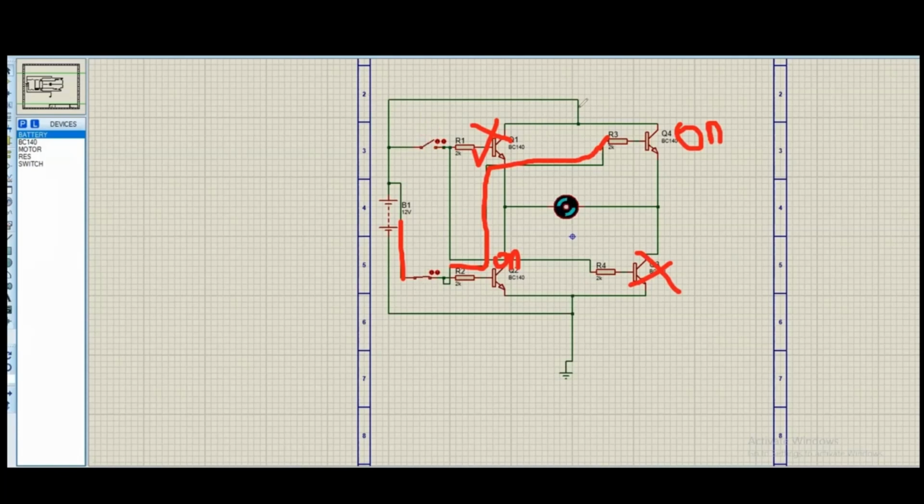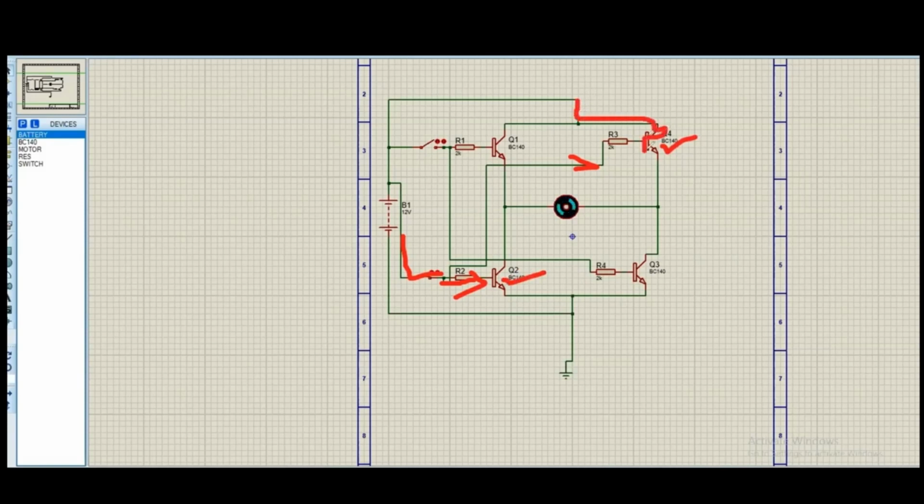Now, following the path of the current, a current coming from here will divide into two paths. One will go towards this base, and the other one will go towards the other, and some amount of the current will come towards this base. This will behave as a short circuit, and this will also behave as a short circuit. The current coming from here will enter this transistor and pass through it.